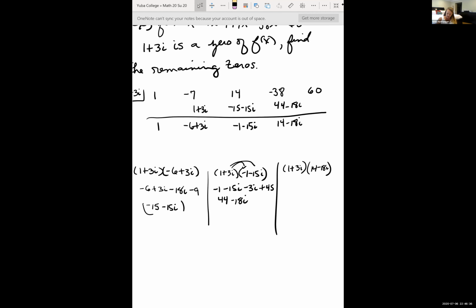Distribute my 1, I get 1 times 6, that's 6. 1 times -18i is -18i. And something's wrong, I think. Yeah, it's 6, not 14. Thank you. Yeah, you're right. 6 minus 18i.